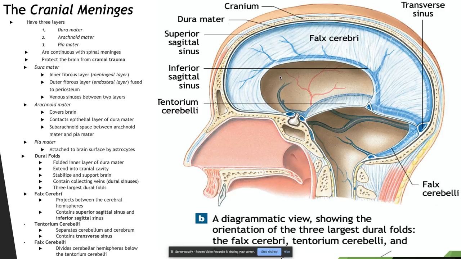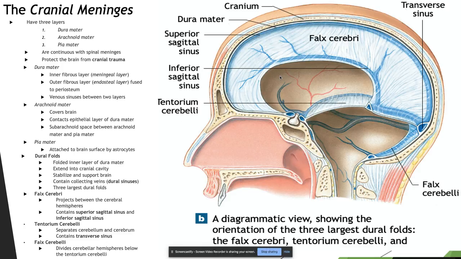So we'll talk a little bit more about dural folds. In several locations, the inner layers of the dura mater extend into the cranial cavity, forming a sheet that dips inward and then returns. These dural folds provide additional stabilization and support to the brain. Dural sinuses are large collecting veins located within the dural folds, and the three largest dural folds are called the falx cerebri, the tentorium cerebelli, and the falx cerebelli.